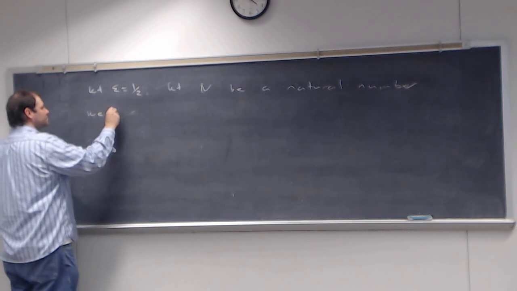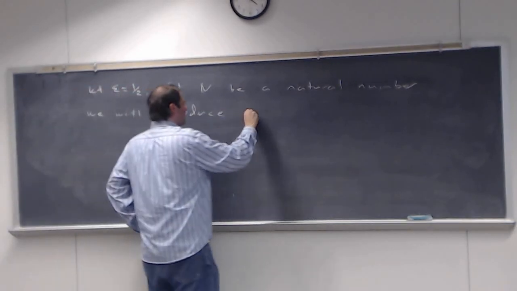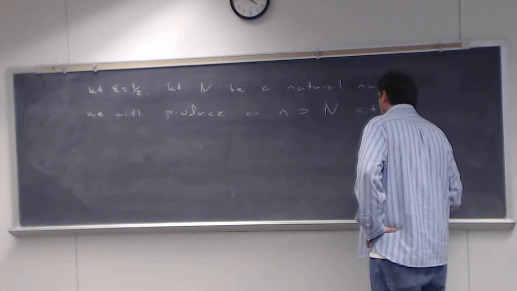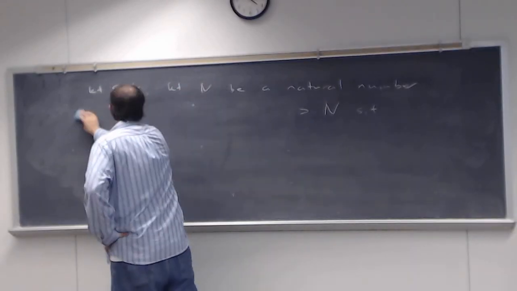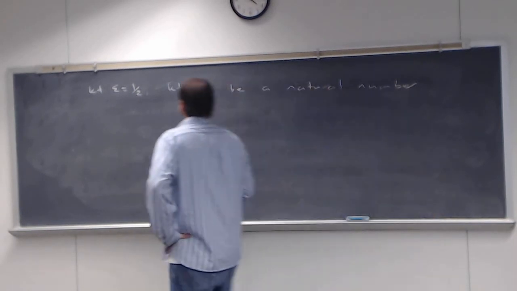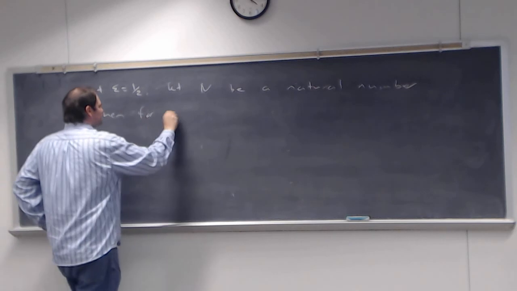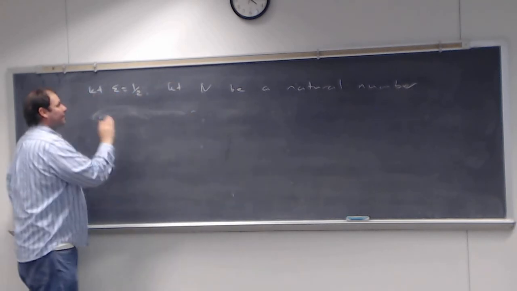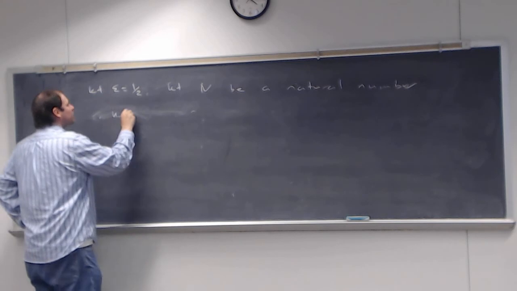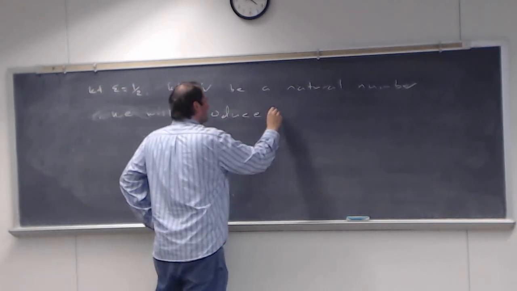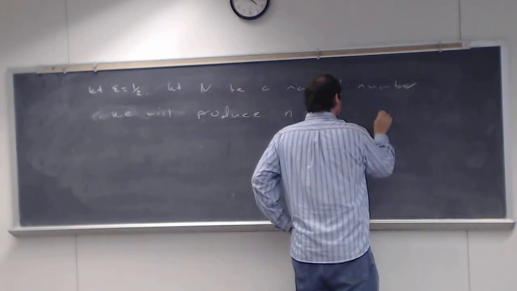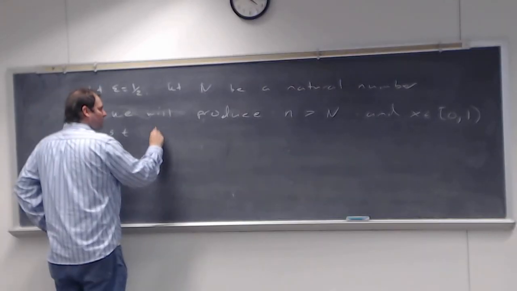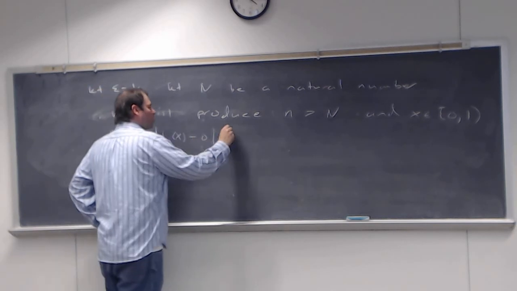So we will produce an n bigger than big N and x an element from 0 to 1 such that f sub n of x minus 0 will be bigger than or equal to 1/2.